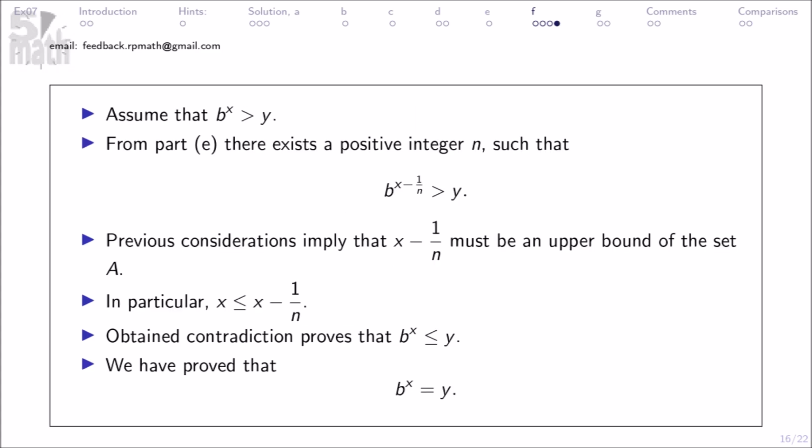Assume that b to the x greater than y. From part E, there exists a positive integer n such that b to the x minus 1 over n greater than y. Previous considerations imply that x minus 1 over n must be an upper bound of the set A. In particular, x less than or equal to x minus 1 over n. Obtained contradiction proves that b to the x less than or equal to y. We have proved that b to the x equals y.